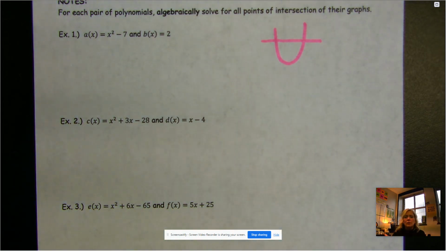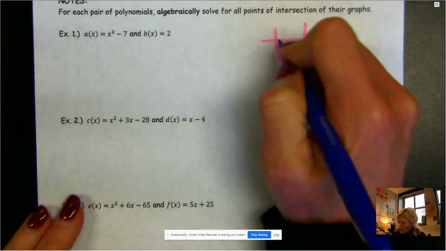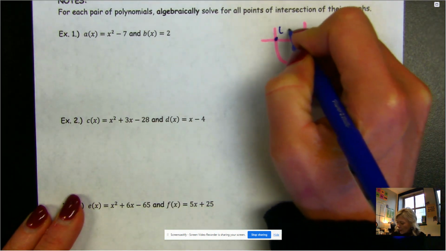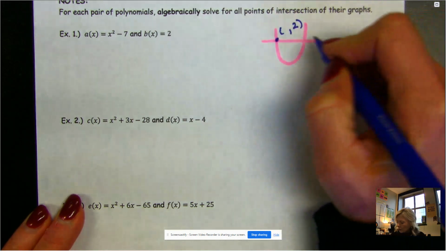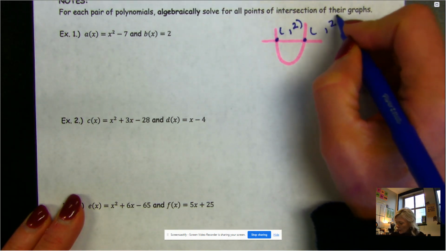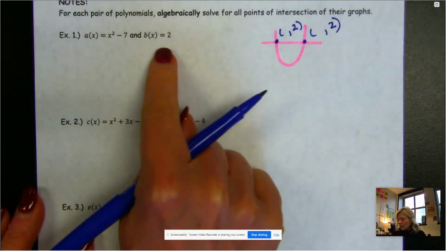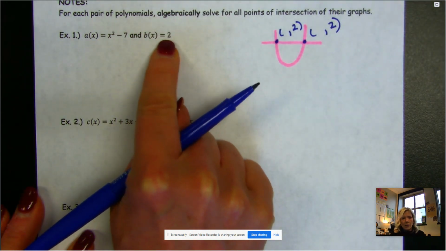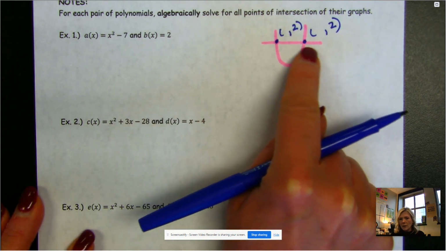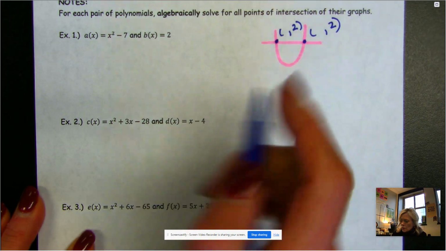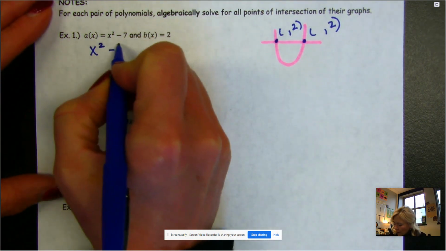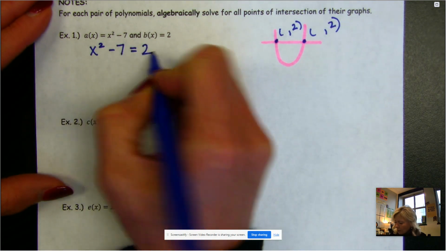One thing I know already about this point of intersection is that there's going to be an x value, and then y will equal 2. And same thing here, an x value and y will equal 2. And the reason I know that is because this function is just equal to 2. So it's a horizontal line at y equals 2. So I'm just going to set them equal to each other. x squared minus 7 is equal to 2.